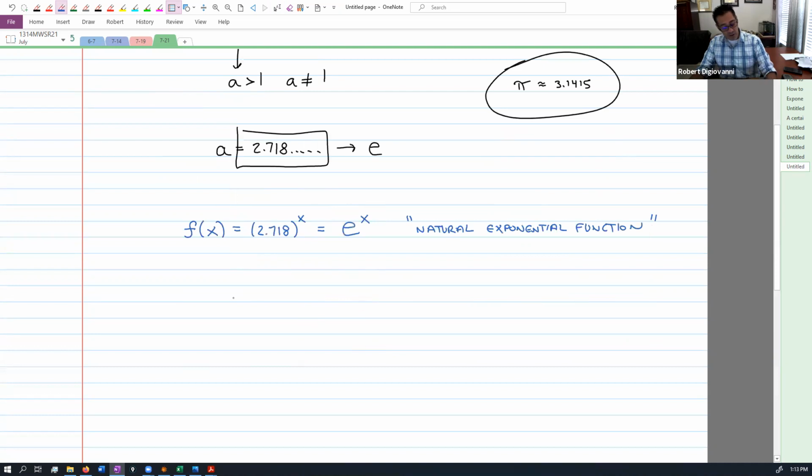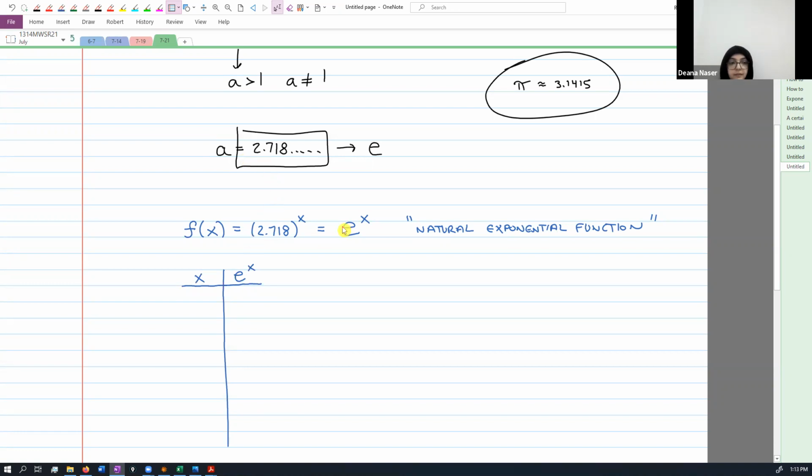And so if I asked you to graph it, can somebody tell me, would this be exponential growth or decay? Growth, because the E is actually 2.718. It's bigger than 1, right? So we should expect growth here.